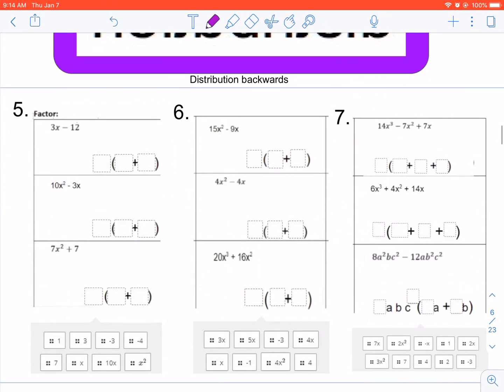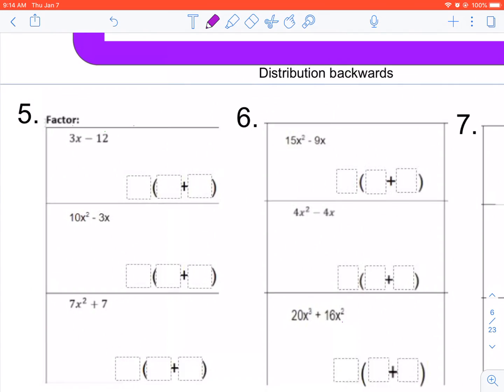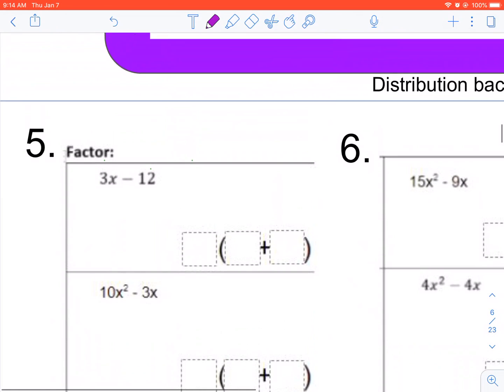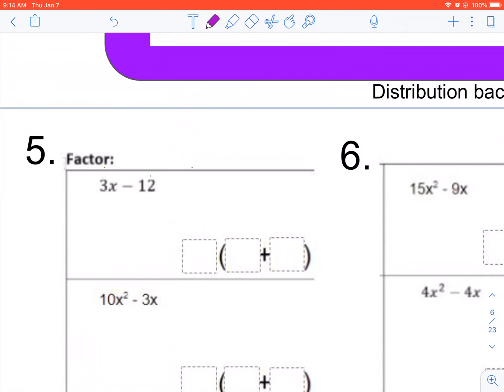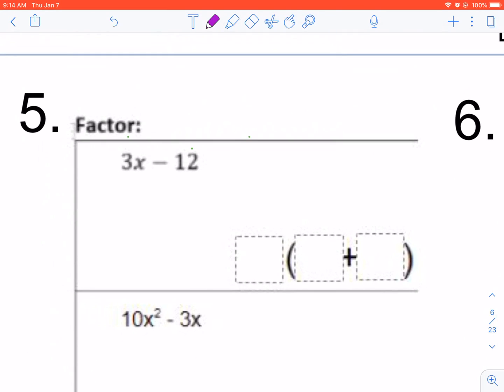So let's do an example so you can see what I'm saying. We're going to start off with Schoology slide number 5, and we're going to do this top example: 3x minus 12. The first thing is we want to see if they have something in common that I can pull out in front of the parentheses so that when I multiply it in, I get the 3x and I get that minus 12. So can I divide both of these pieces by something? Yes, I can. Both of these have a 3 in common. I can divide both of those pieces by 3.